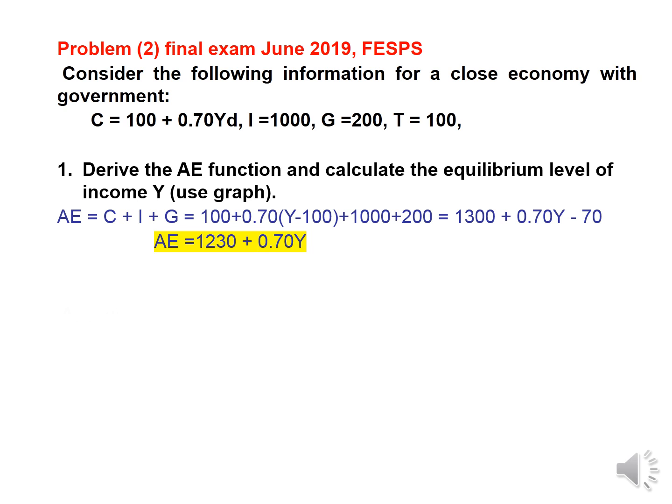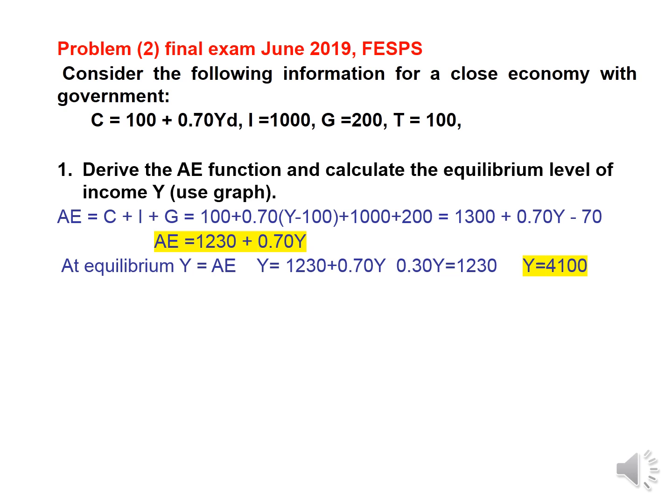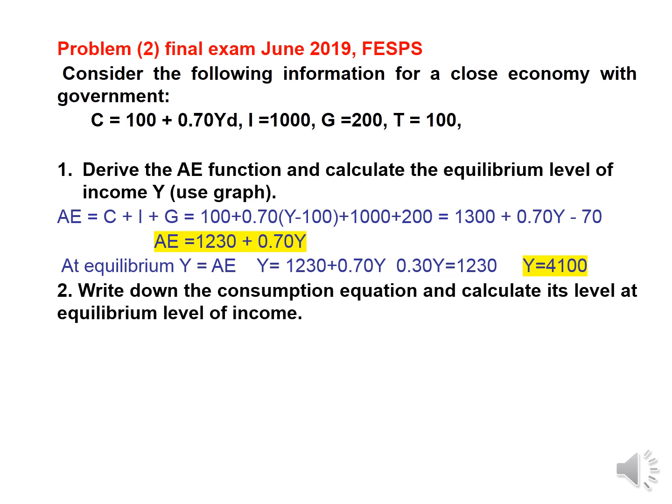Now calculate the equilibrium. At equilibrium Y equals aggregate expenditure, so Y equals 1230 plus 0.7Y. Moving the 0.7Y to the other side gives 0.30Y equals 1230, so equilibrium income Y equals 4100.